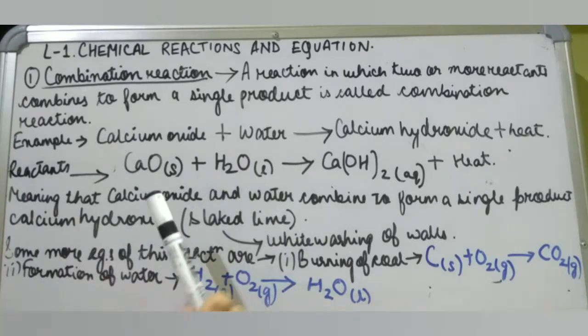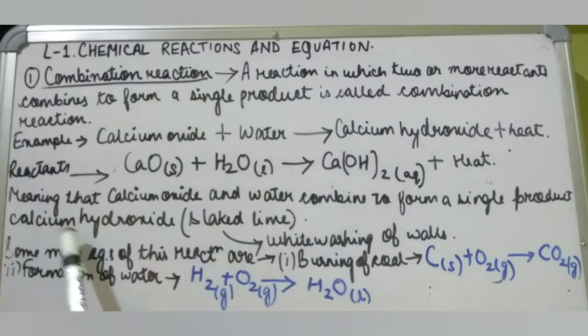So now, it will give calcium hydroxide. Calcium hydroxide is known as slaked lime, which is used for whitewashing of walls. Okay, so let's see some more examples of this reaction.